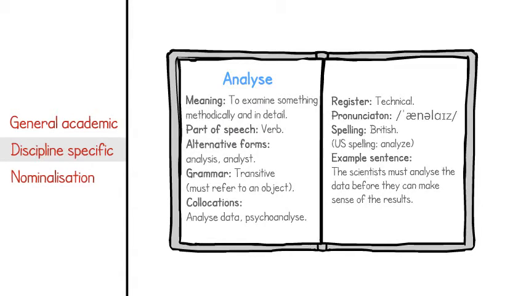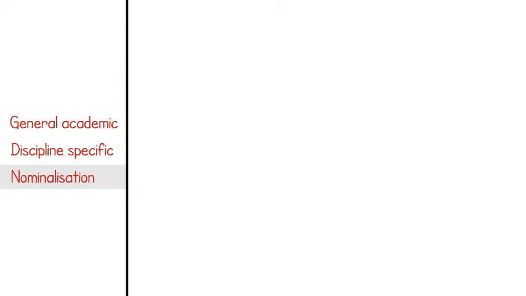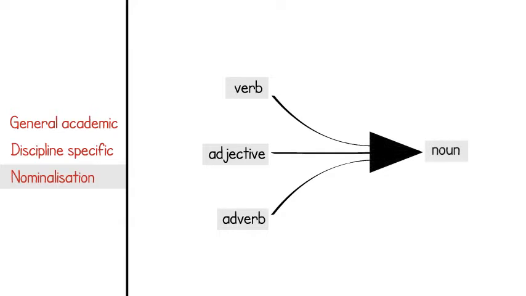One more important aspect of vocabulary in academic texts is called nominalization. Nominalization just means turning a verb, adjective, or adverb into a noun. For example, the verb collect can become the noun collection by adding ion. After changing the form of the verb, we will need to change its position in the sentence and possibly change other words in the sentence too.